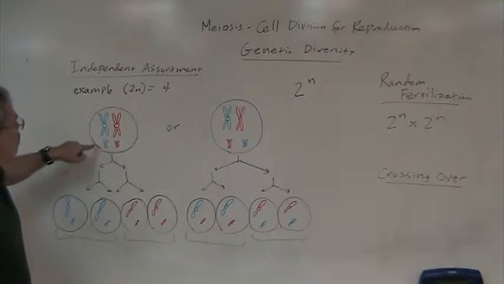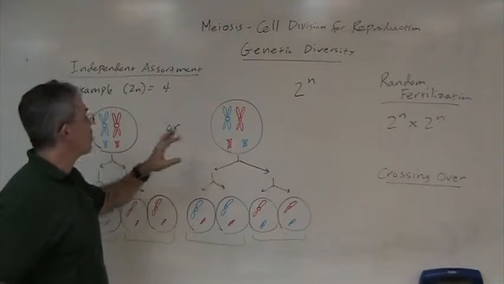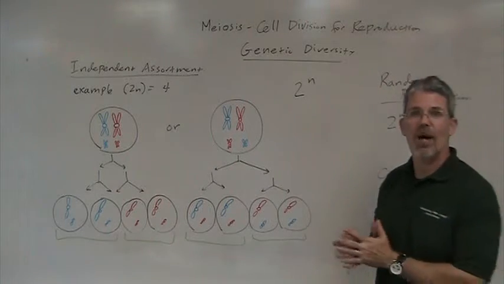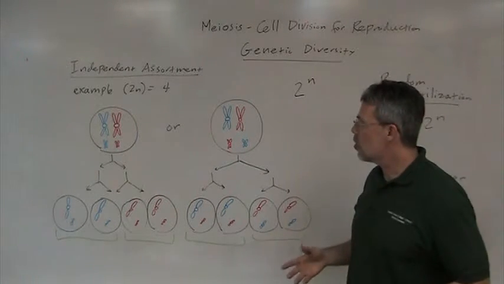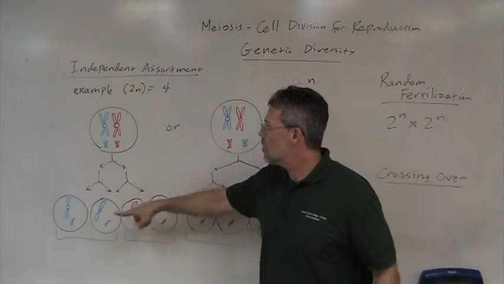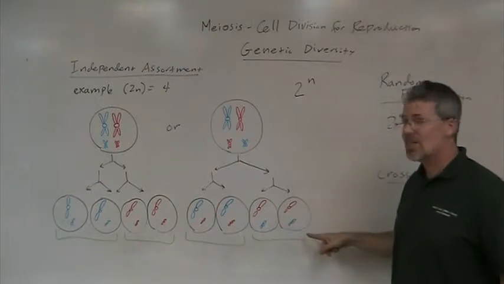In other words, the 2 blue ones can be on the same side or they could be on opposite sides. So these are the 2 ways that these 2 pairs of chromosomes can line up and independently assort. If they line up this way, then you undergo meiosis 1 and meiosis 2 and we have this outcome. If they line up this way, we have this outcome.